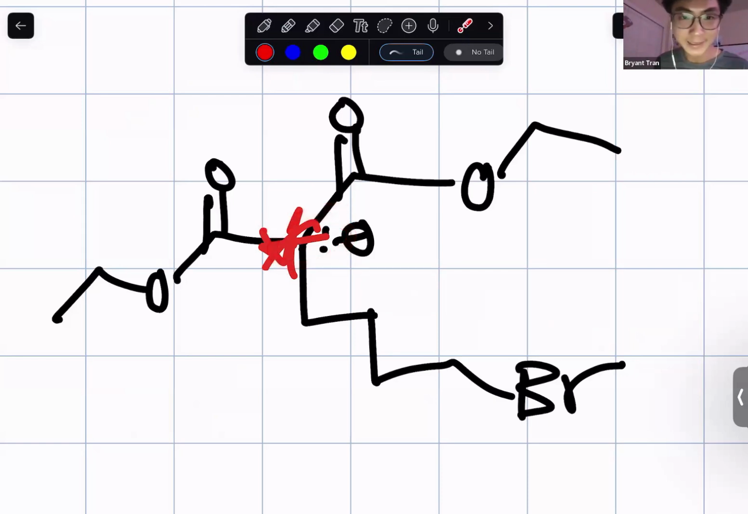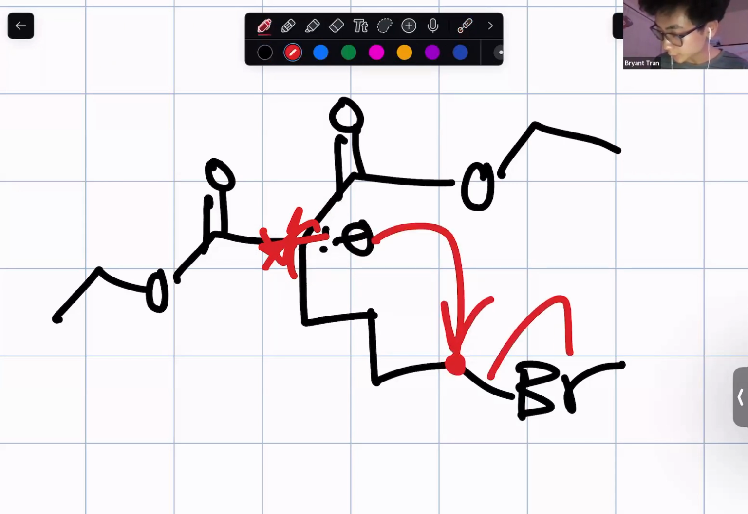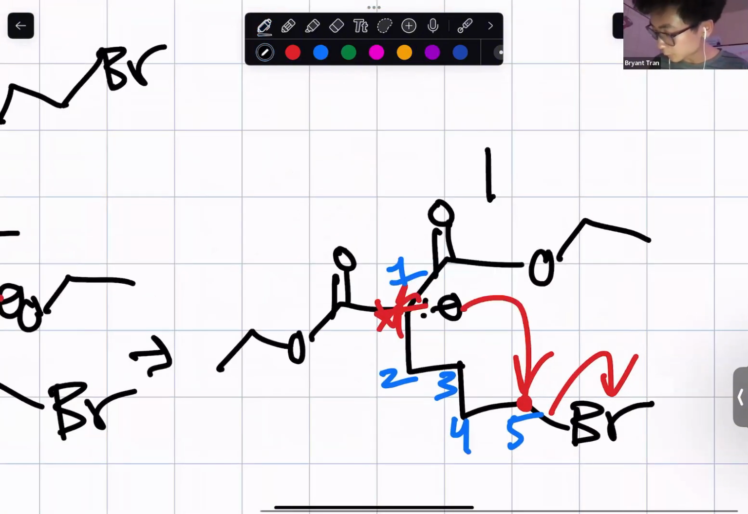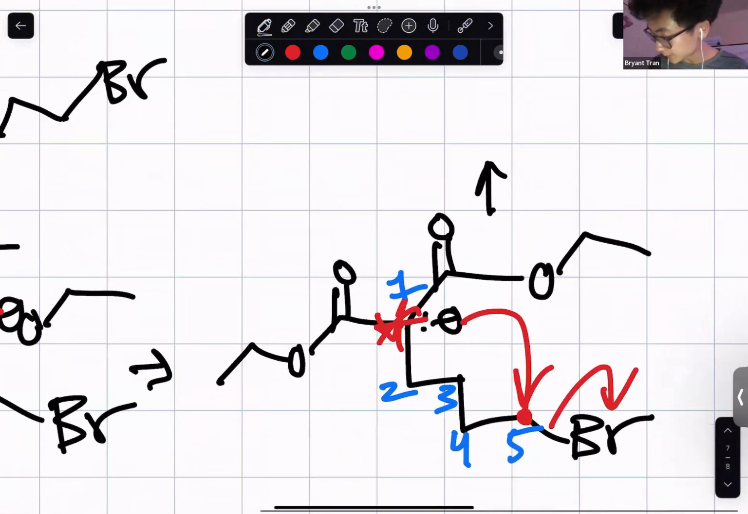We can attack something and kick out a leaving group, which is this carbon right here. This is our dot. So we're going to do an intramolecular reaction here because the nucleophile, the starred carbon, is on the same molecule as the electrophile, the dot carbon. So we're going to attack that dot, kick out the leaving group, and that's going to form a 1, 2, 3, 4, 5-membered ring.